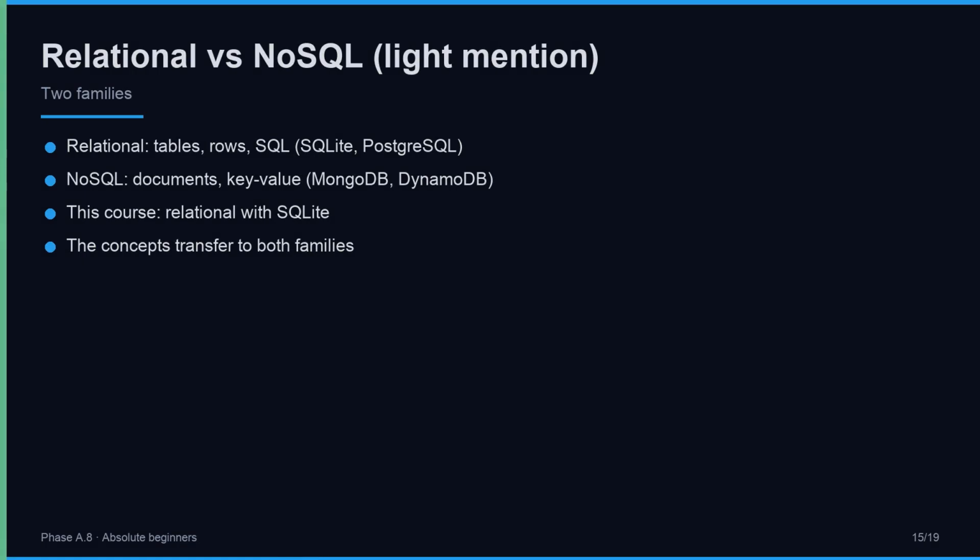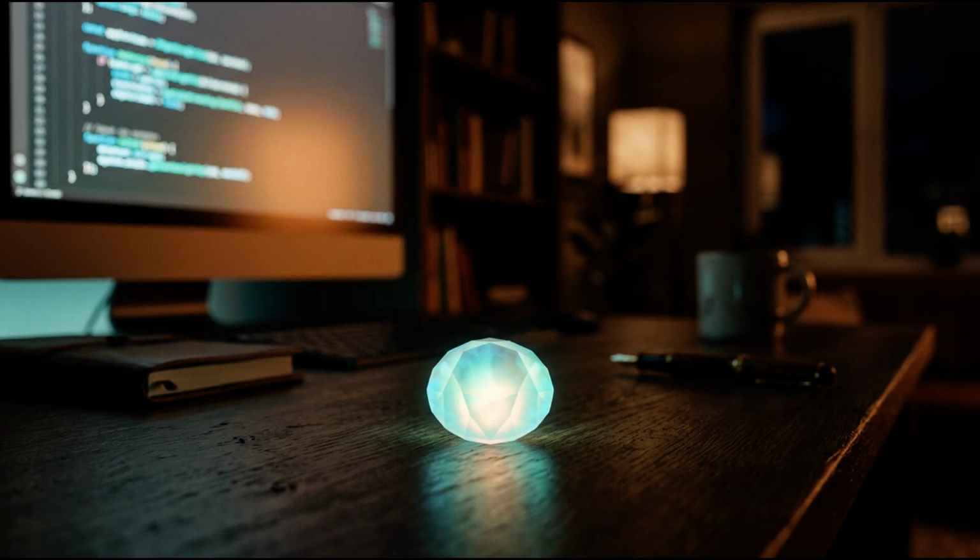A light mention: there are 2 families of databases. Relational databases store data in tables and rows, and you query them with SQL: SQLite, PostgreSQL, MySQL. NoSQL databases store data as documents or key value pairs: MongoDB, DynamoDB. This course focuses on relational with SQLite, because SQL is a universal skill and SQLite is the friendliest starting point. The concepts you learn, tables, queries, joins, transfer to every relational database and give you the foundation for NoSQL too. SQL transfers everywhere.